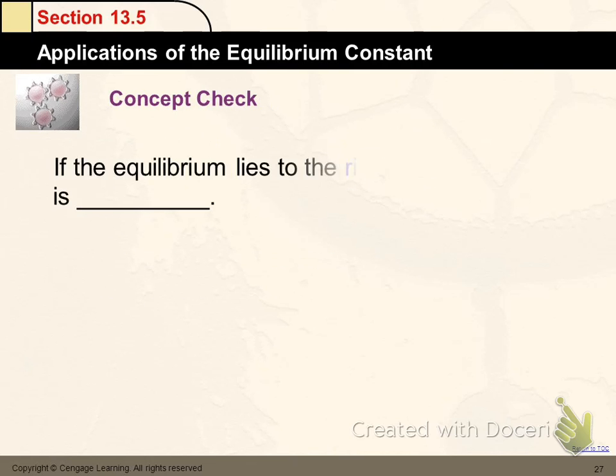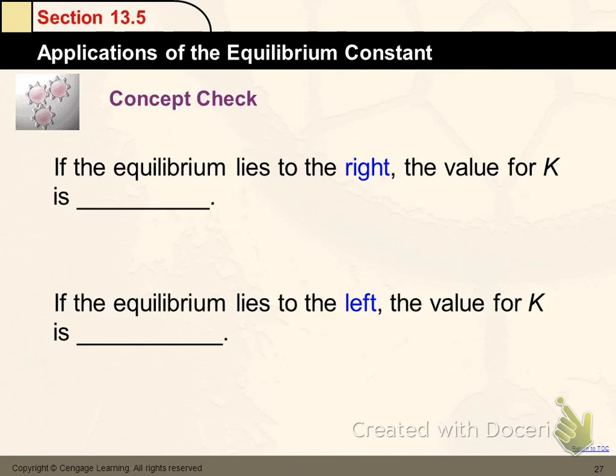Now we're back here to another concept check. You want to keep checking to see how you're actually doing with these, so make sure you're keeping up with what we're doing. If the equilibrium lies to the right, what should we expect for the value of K? Also, if the equilibrium lies to the left, what should we expect from the value of K?